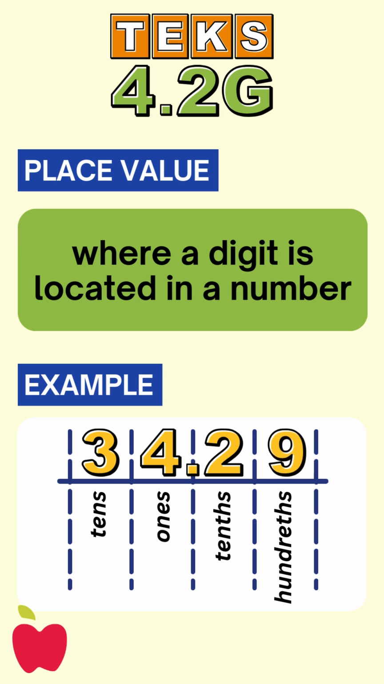So, each place value is 10 times bigger than the place to the right of it. The tens place is 10 times larger than the ones place. The ones place is 10 times larger than the tenths place, and the tenths place is 10 times larger than the hundredths place. Now, let's take a look at the fraction 36 over 10.